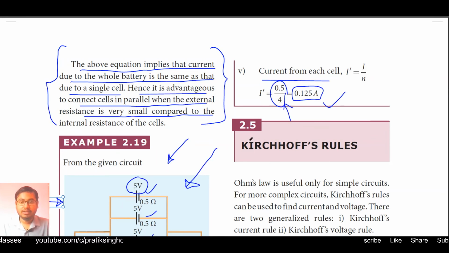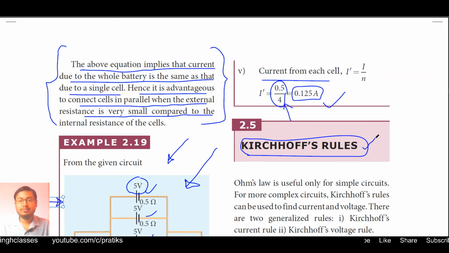Now in our next video we will study section 2.5, that is Kirchhoff's rules. This is very important because every year at least a 2-mark question comes from it in the exam. In the board exam, NEET exam or JEE exam, at least 4-mark questions come from it, where they will give you a circuit and you have to find different quantities like equivalent resistance, total internal resistance, and current in the total circuit or from each cell. So this is very important for you.